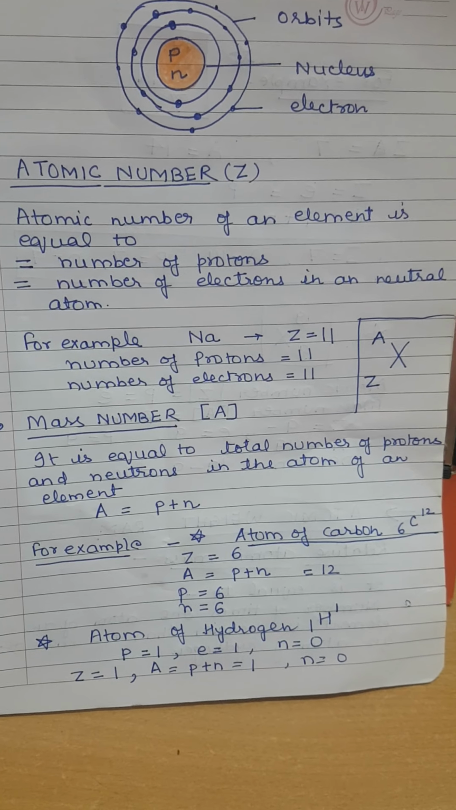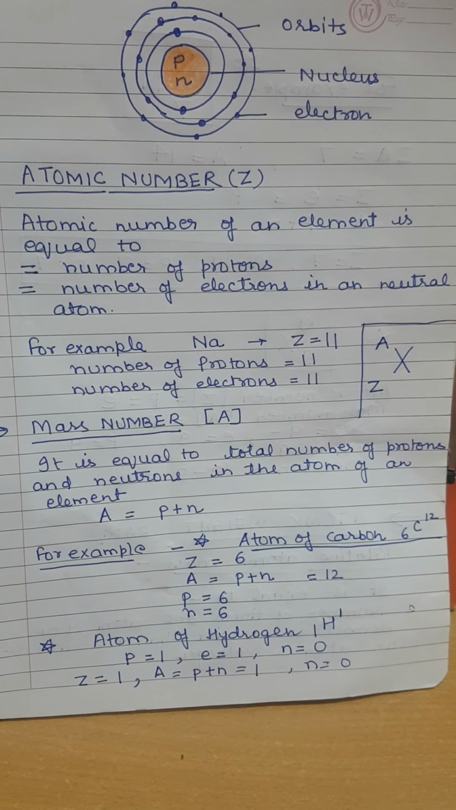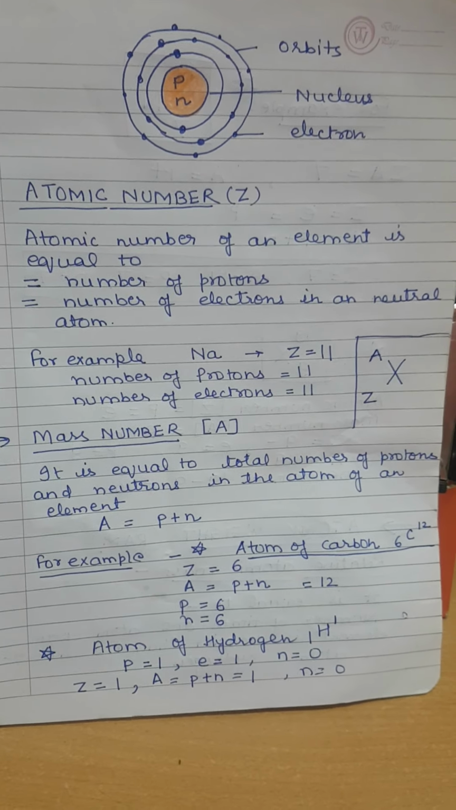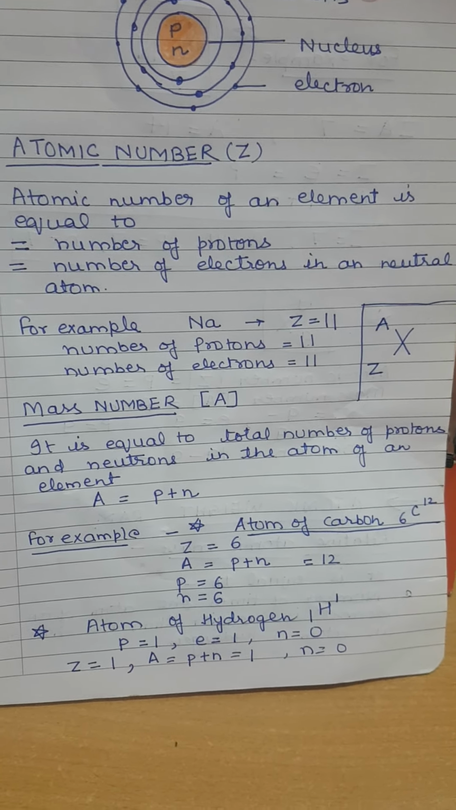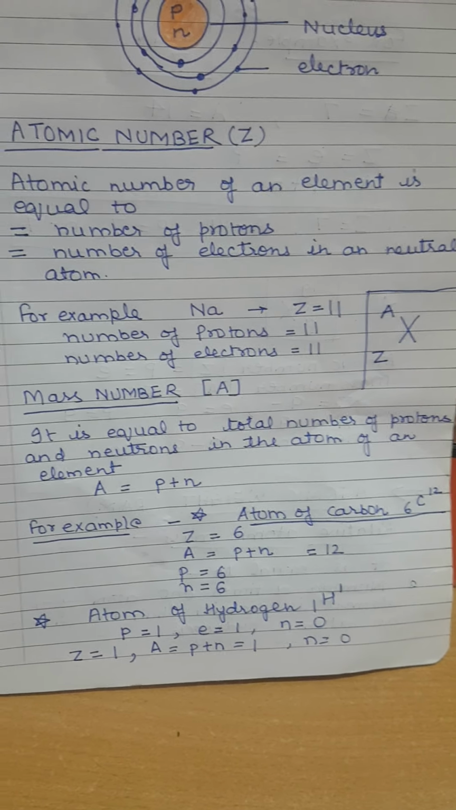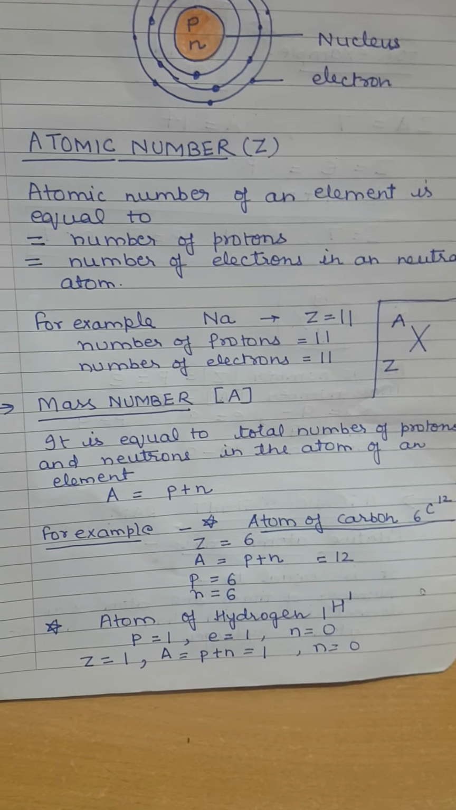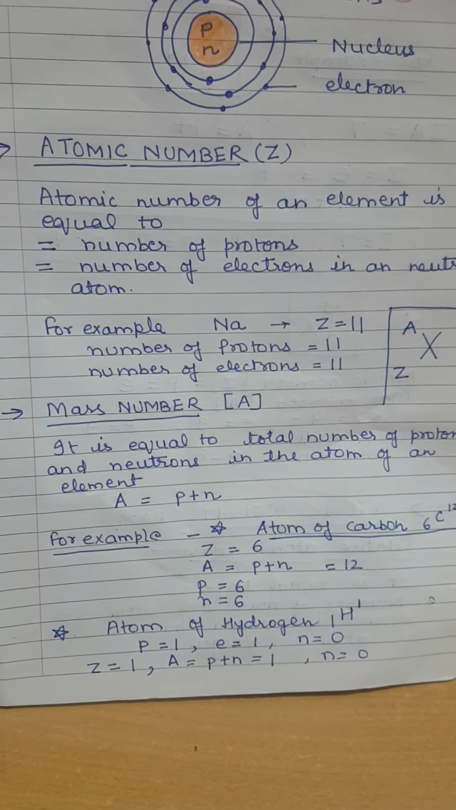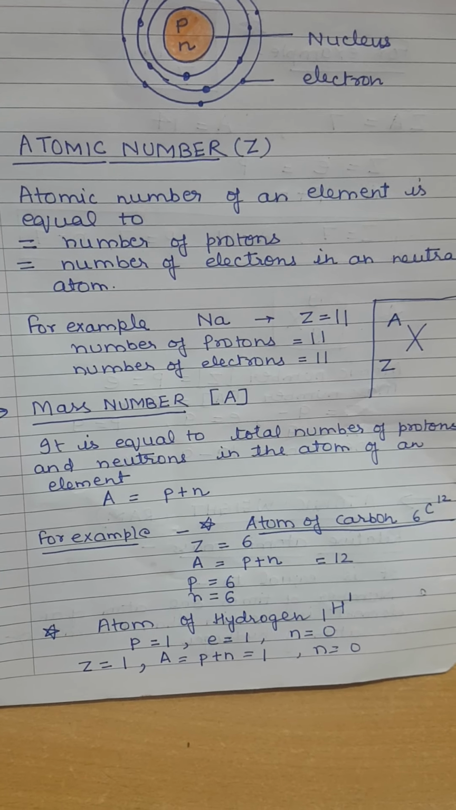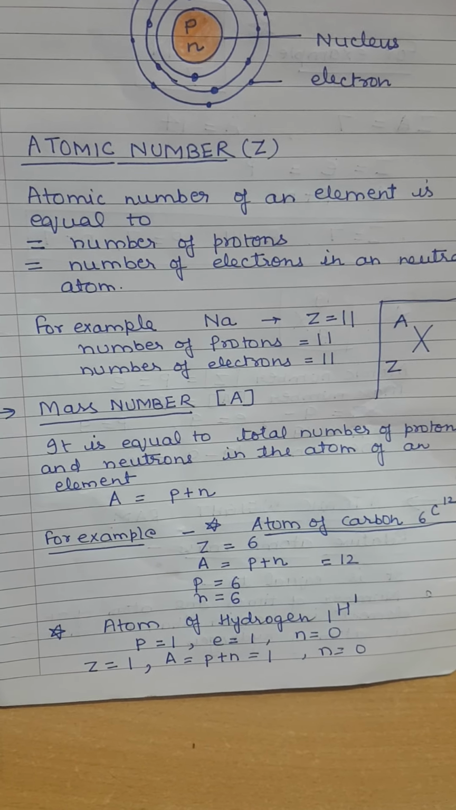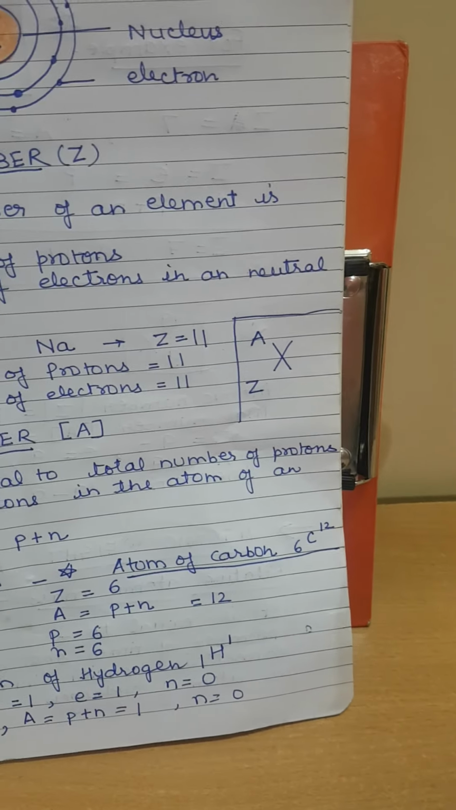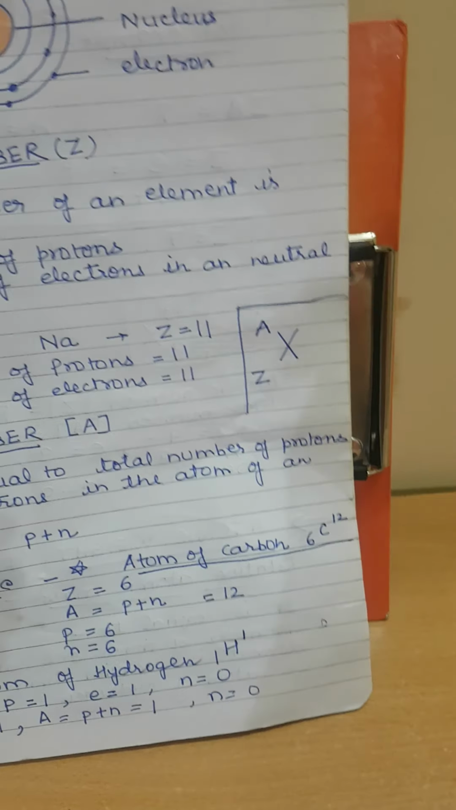Mass number is denoted by A and atomic number is denoted by Z. So, what is mass number? It is equal to the total number of protons and neutrons in the atom of an element. That means A is equal to P plus N. What is P? Number of protons, and what is N? Number of neutrons.